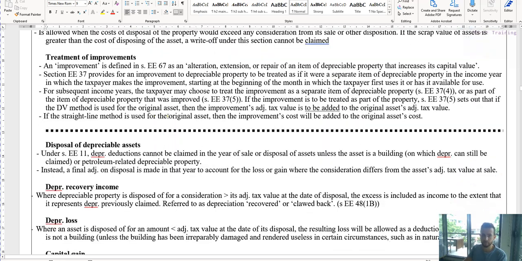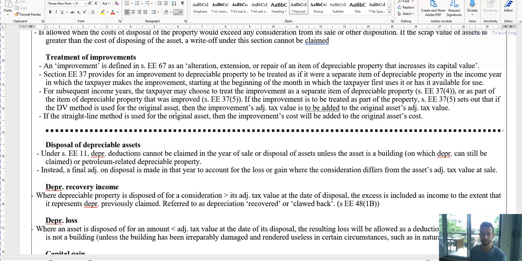Okay, let's talk about treatment of improvements, because if you spend money on improving an asset, so let's say you've got land, and land is not depreciable, but if you then go and build a barn on top of that land, you could depreciate the barn, right? Similarly, if you've got an existing depreciable asset and you improve it, it could potentially be a separate asset that has its own effective life and depreciation rate, etc.